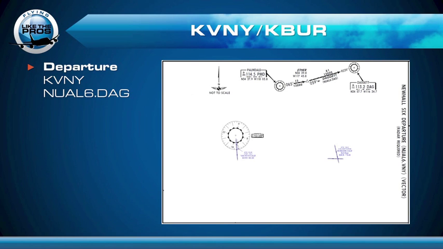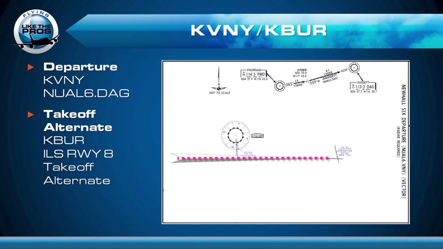So let's paint the picture for you. Here we are at Van Nuys Airport in Los Angeles, California, and we're going to fly the Newall 6 departure Daggett transition. The airport directly to the east of Van Nuys is Burbank. One of the great things about the Burbank airport is it's got this beautiful ILS localizer that goes right over the departure end of runway 16 at Van Nuys. So that being said, we're going to use the ILS to runway 8 at Burbank as our takeoff alternate for our departure at Van Nuys.